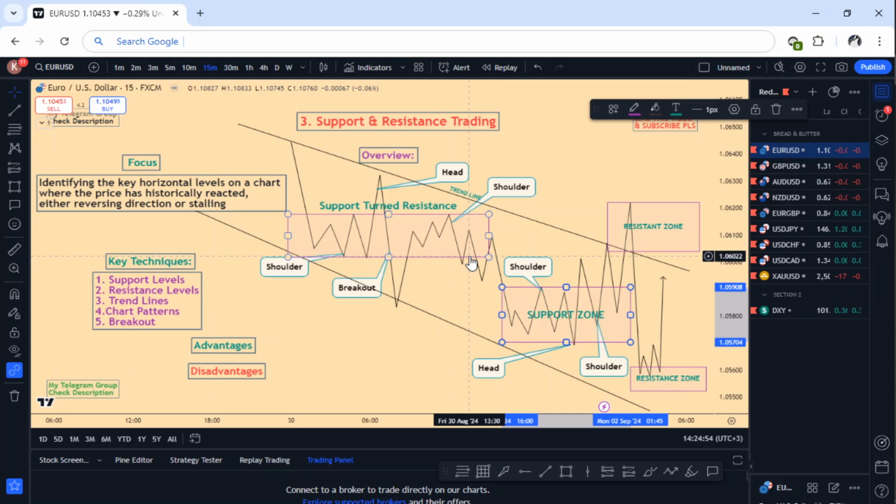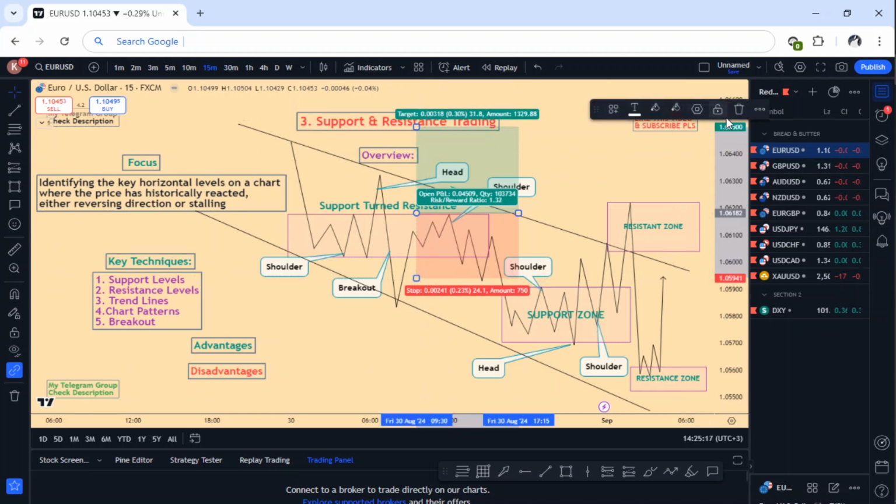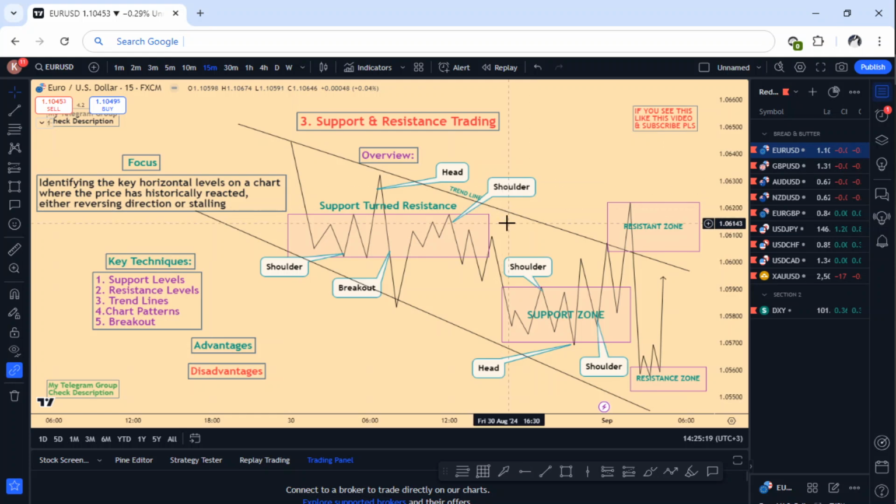Then it provides vague entries. Where do I need to enter here? It is the vague entries that lead to even vaguer exits. Where do I enter here and where do I leave here? So in most occasions, you want to try and cover the whole zone, and this could always result in a bigger stop loss and a smaller take profit. So I don't like that kind of trading.